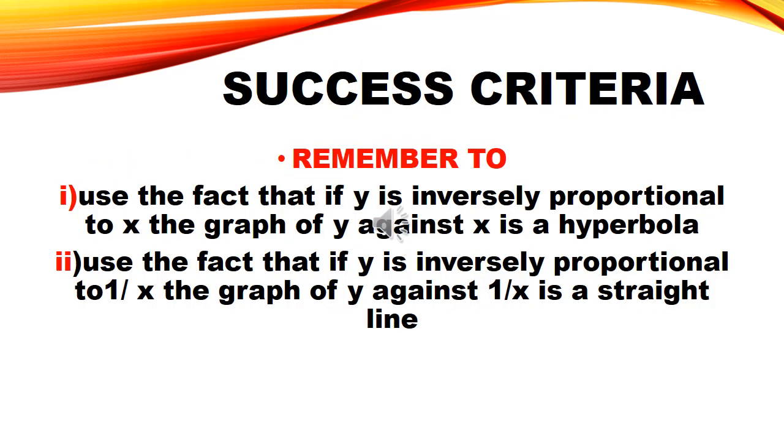Dear students, success criteria means the steps you follow to achieve your goal. First, remember to use the fact that if y is inversely proportional to x, then the graph of y against x is a hyperbola. Second, use the fact that if y is inversely proportional to 1 by x, then the graph of y against 1 by x is a straight line. Is it clear, students?